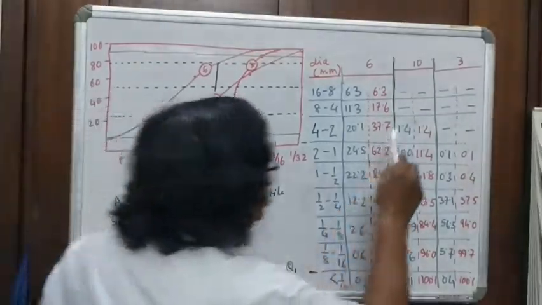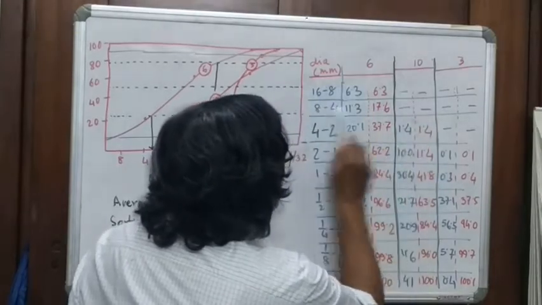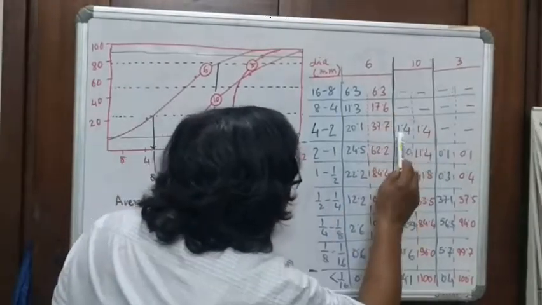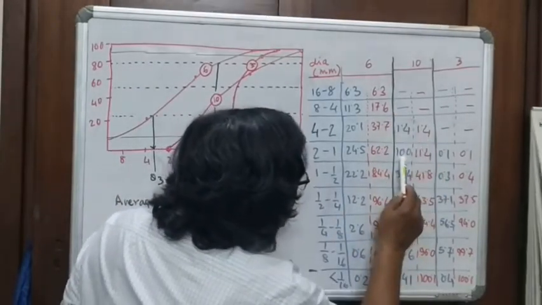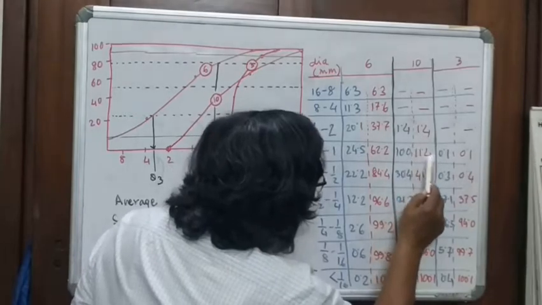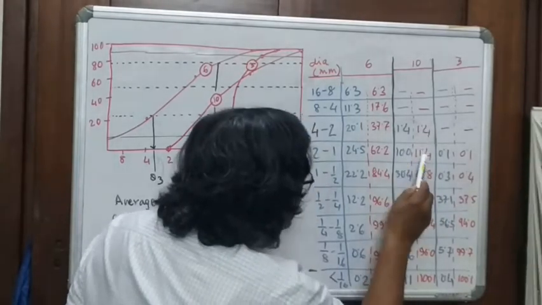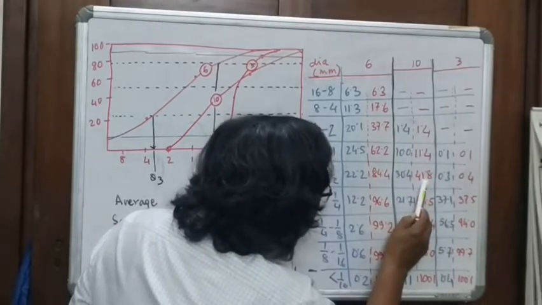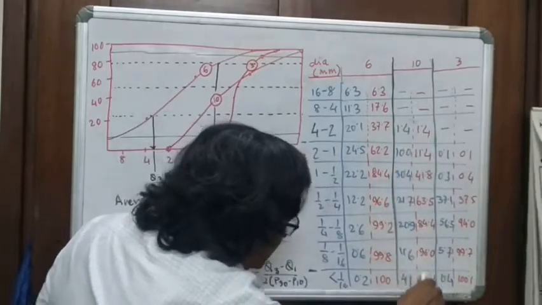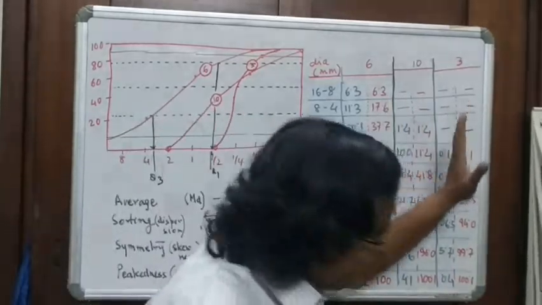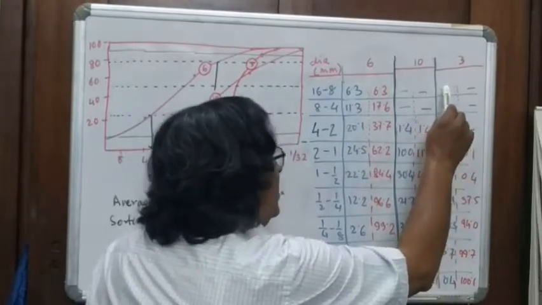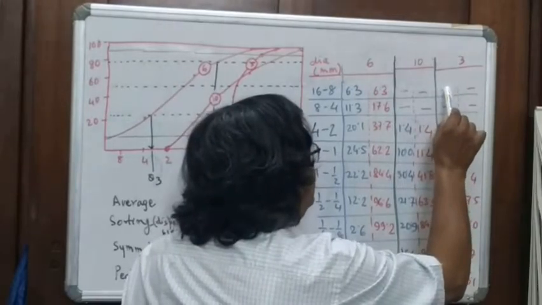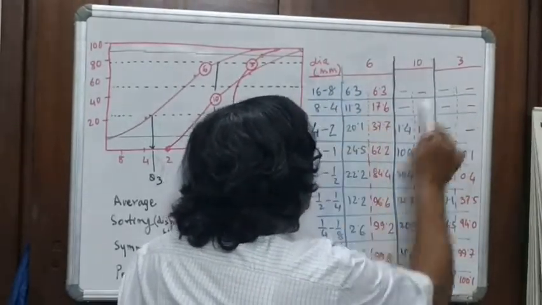So what is happening is, in the coarser size range, nothing has accumulated, so it is 0. But as you go down, you can see 1.4, 1.4, 10.0 and 11.4. 11.4 is 1.4 plus 10.0. 11.4 plus 30.4 is 41.8. That's how this is the cumulative percentage. And this is the third set of samples, where you can see nothing has been collected in the sieves of 16 to 8, 8 to 4, 4 to 2. Nothing has been collected.